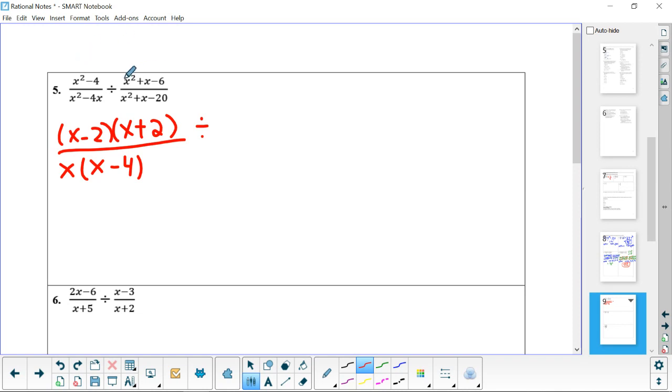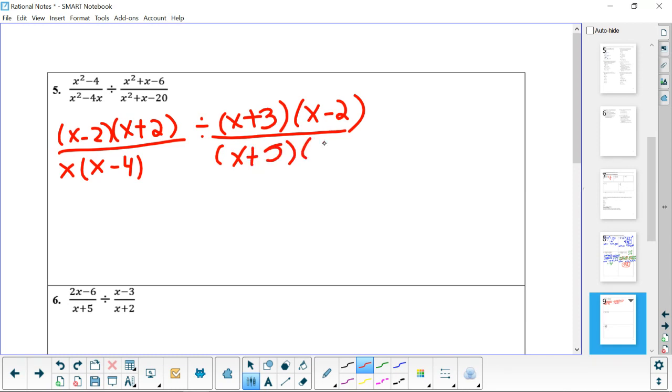And let's find the factors of x squared plus x minus 6, and then find the factors of x squared plus x minus 20. So the factors of x squared plus x minus 6 are x plus 3 into x minus 2, and in the denominator we have x plus 5 into x minus 4.